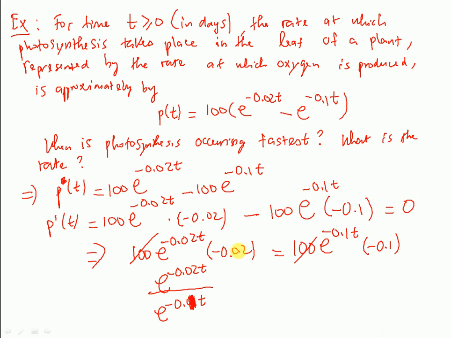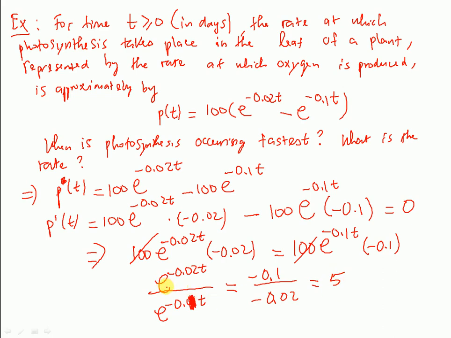And then also I divide by minus 0.02 to the right. Okay, and if minus and minus become plus, right? And 0.1 divided by 0.02, that's going to give you 5.